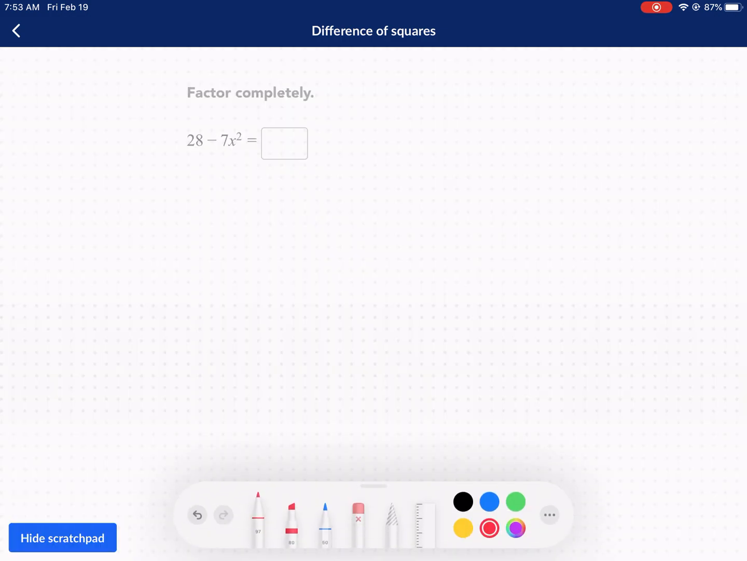Okay, now look at this one. We recognize here, something's amiss. 28 is not a perfect square, and 7 is not a perfect square. X squared is, but those two numbers are not. So the first thing we're going to do here is we're actually going to look for what's called the GCF, the greatest common factor. Both 28 and negative 7x squared have a factor that is in common to both of those, and that is 7.